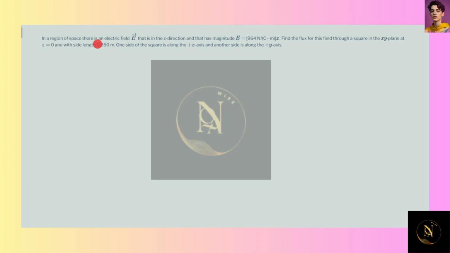This question, we are given that in a region of space, there is an electric field E towards the z direction and has a magnitude which depends on x. So that's 964x. Find the flux for this field through a square in the xy plane at z equal to 0. It's in the xy plane with a side length of 0.35 meters, and one side of the square is along the x-axis and another side is along the y-axis.